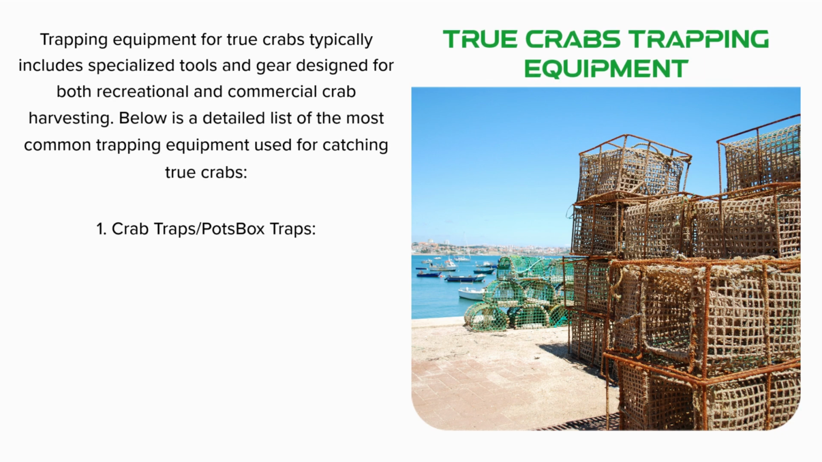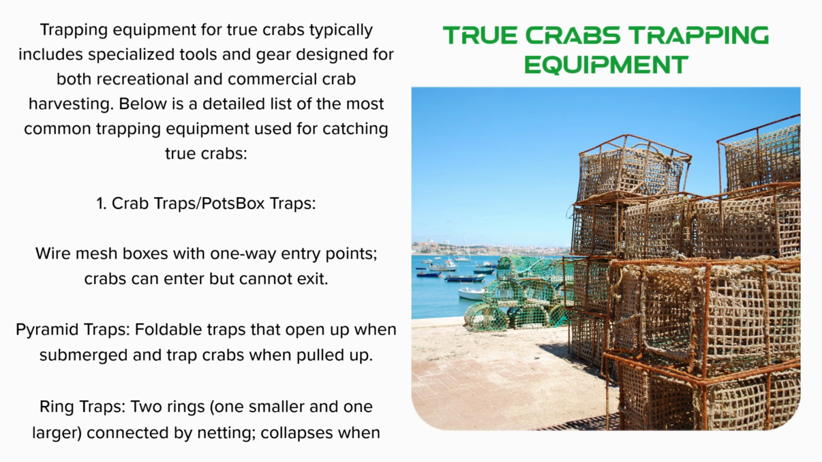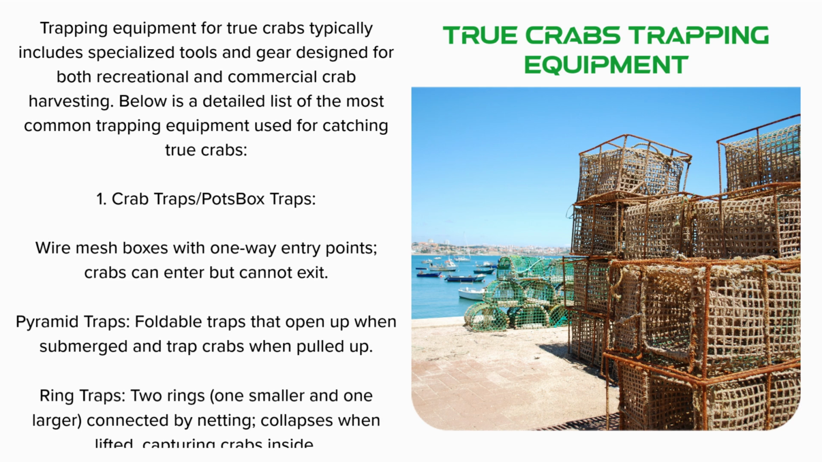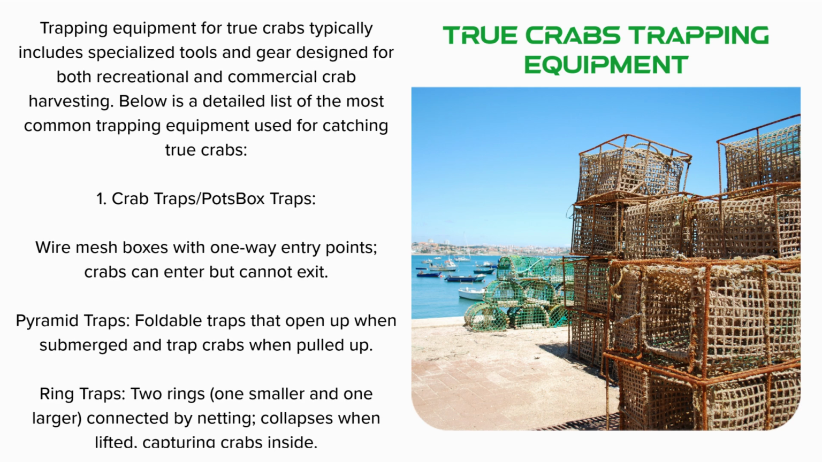True crabs trapping equipment. Trapping equipment for true crabs typically includes specialized tools and gear designed for both recreational and commercial crab harvesting. Below is a detailed list of the most common trapping equipment used for catching true crabs. 1. Crab traps. Pots, box traps: wire mesh boxes with one-way entry points. Crabs can enter but cannot exit.